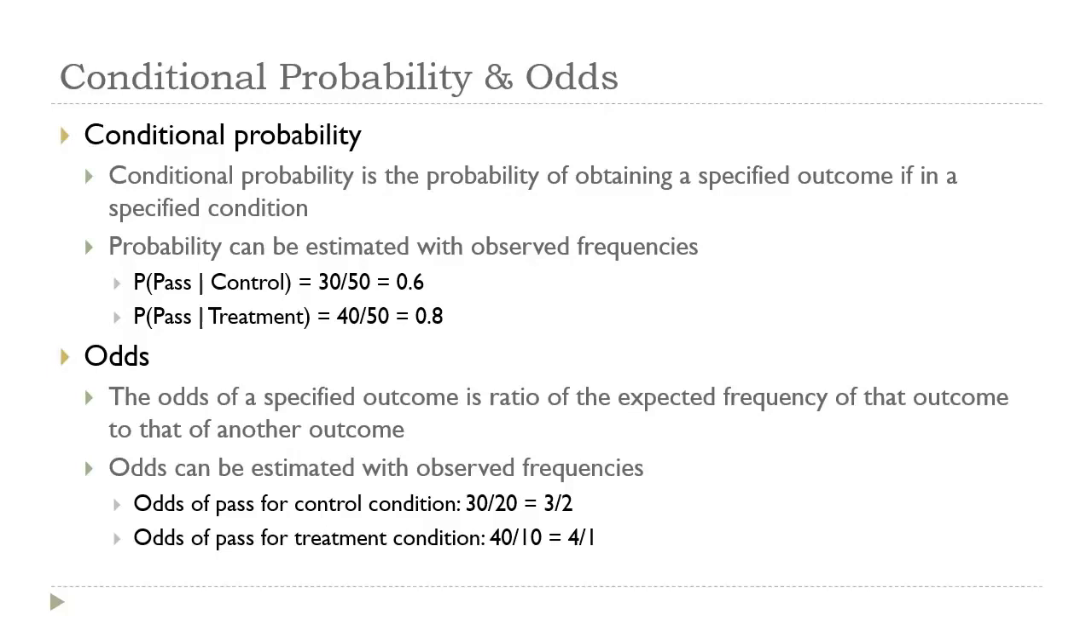Similarly, the odds of passing for the treatment condition are 40 to 10, or 4 to 1. That means that 4 people pass for every 1 person that does not pass. So when dealing with a categorical response variable, our descriptive statistics are to estimate either conditional probability or, more commonly, the odds.